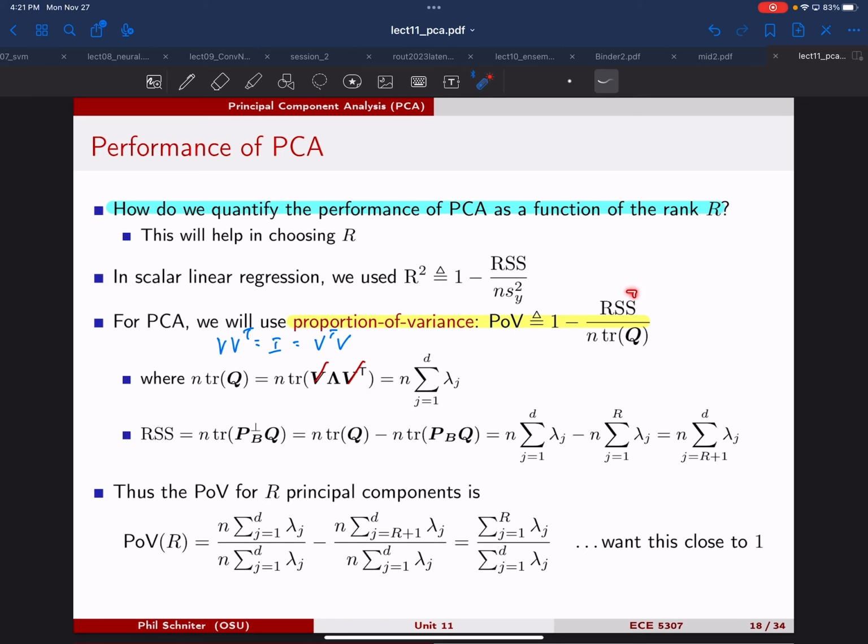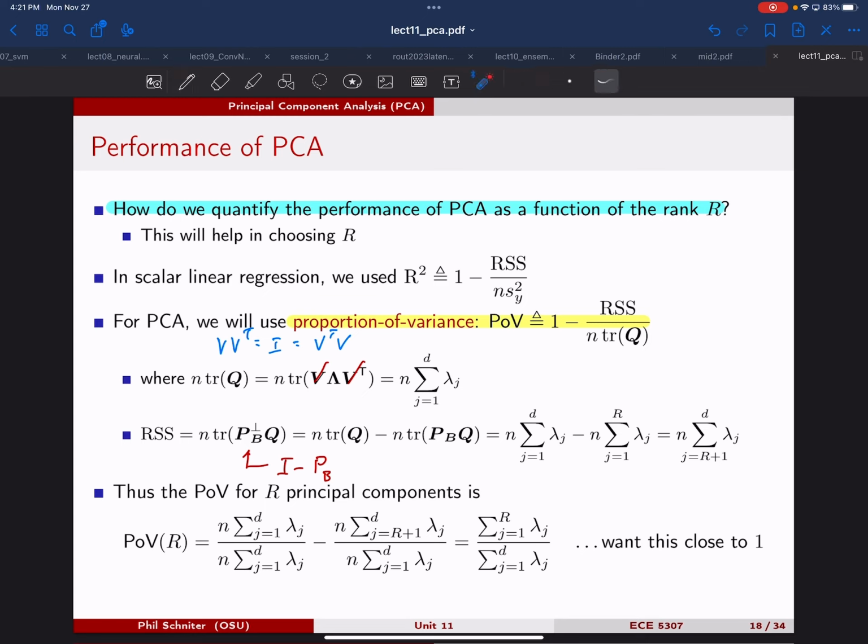What about the RSS? For the RSS, we derived this expression a couple slides back. It was n times the trace of this projection matrix P_B perp times Q. And P_B perp, this one, was I minus the projection matrix P_B.